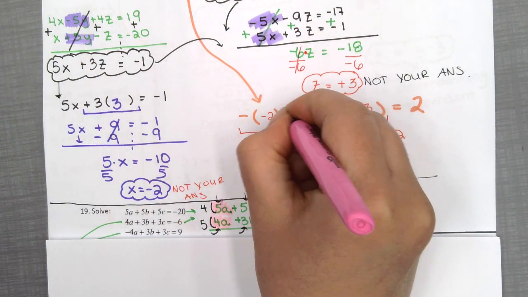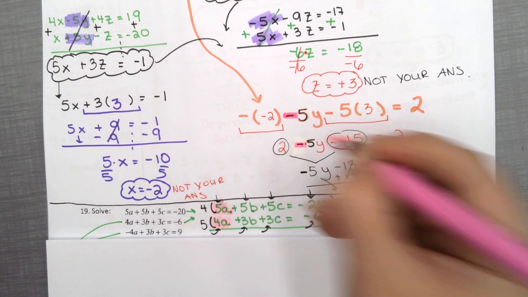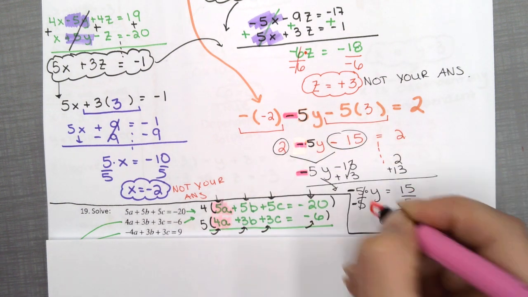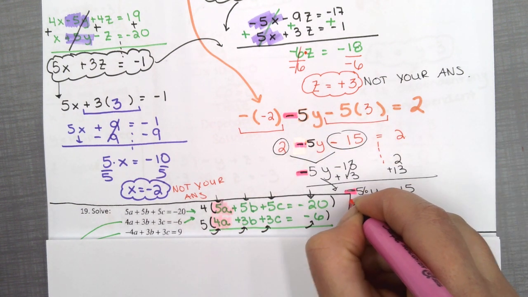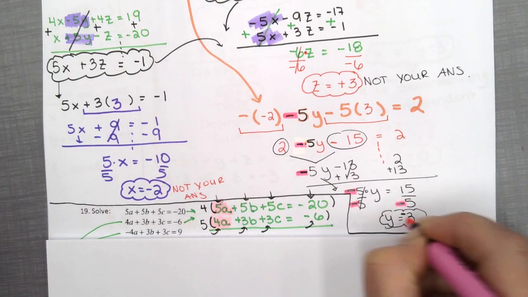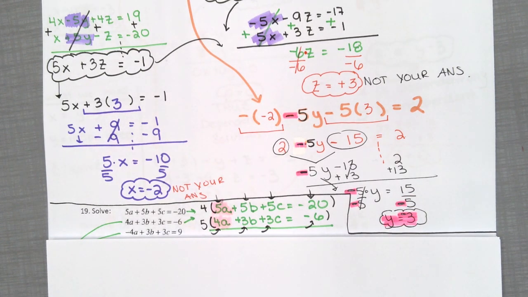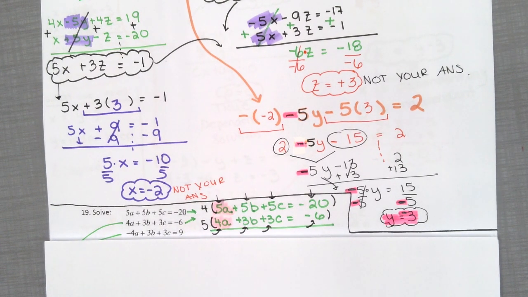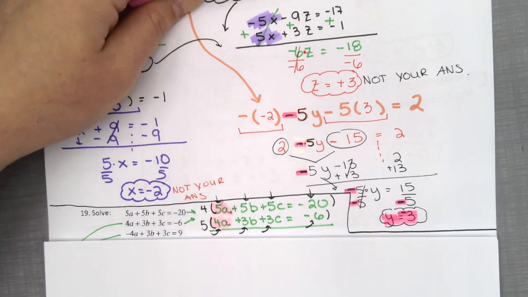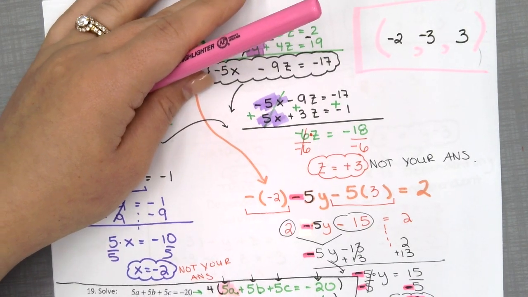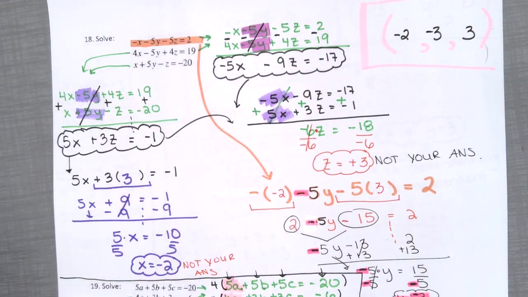So make sure that you have a negative 5y, which would make this a negative 5y, a negative on 5, a negative on 5, a negative on 5, which would give us y equals negative 3. Again, thank you to the person who pointed out this error. Your answer should be negative 2, negative 3, 3.